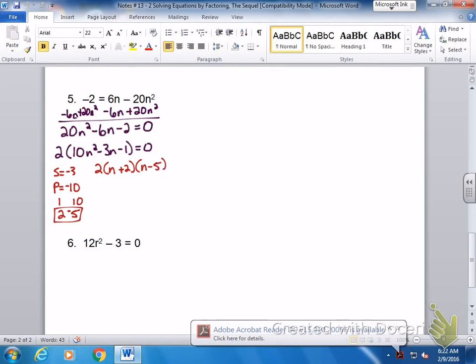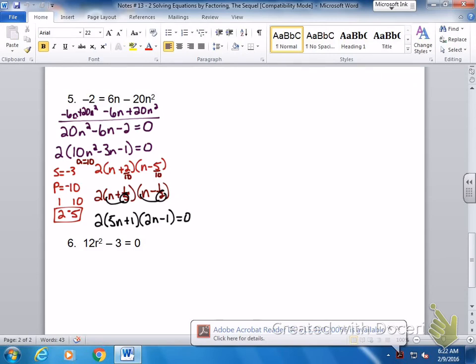But then I have to divide by my a value. And in this case, it looks like our a is 10. So I divide these by 10 and simplify. 2 over 10 simplifies to 1/5. And 5 over 10 simplifies to 1/2. Now I can do the swing. I'm going to bring my denominators to the front. So I have 2 times 5n plus 1 times 2n minus 1. And that all equals 0.